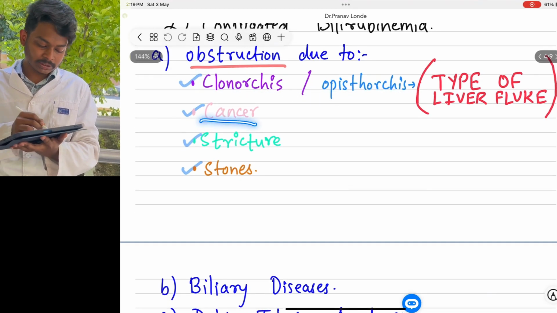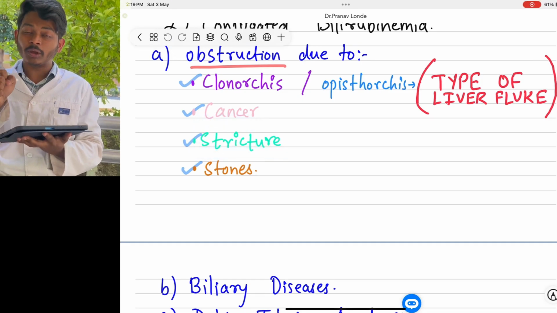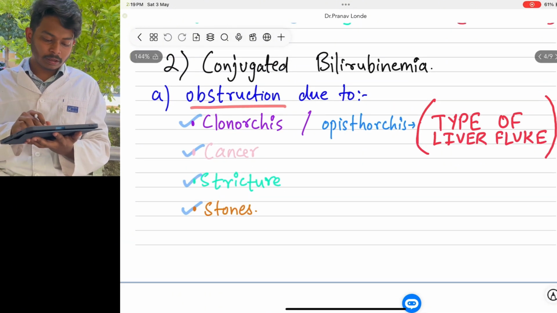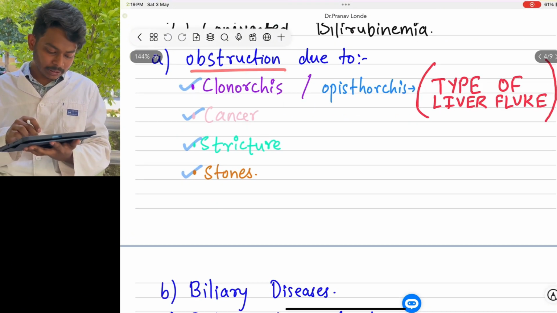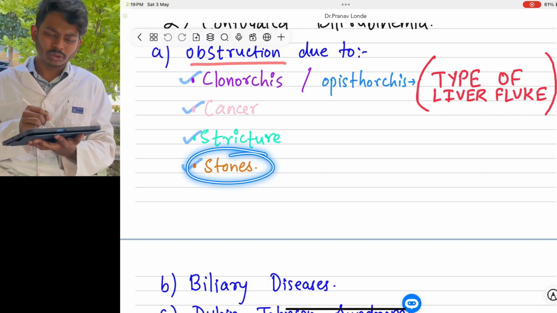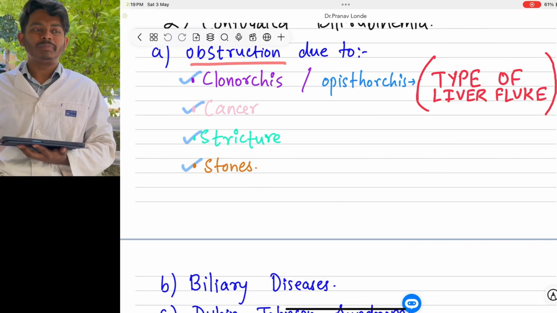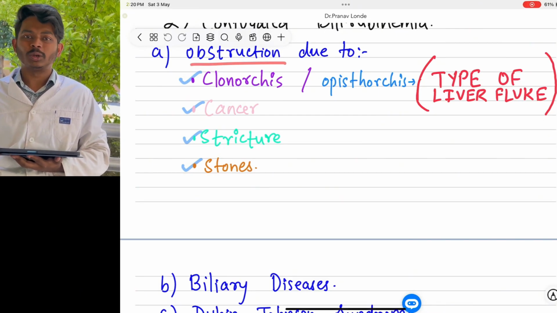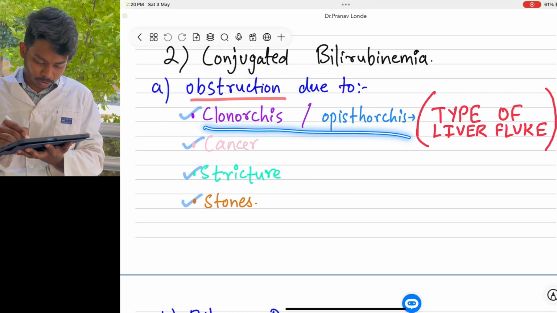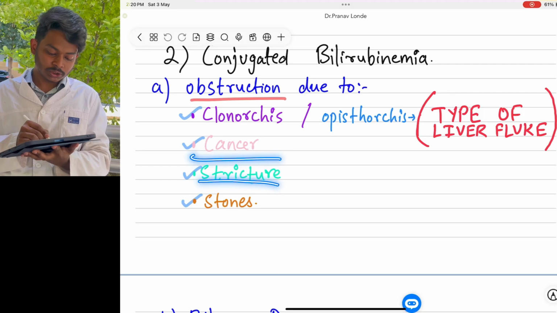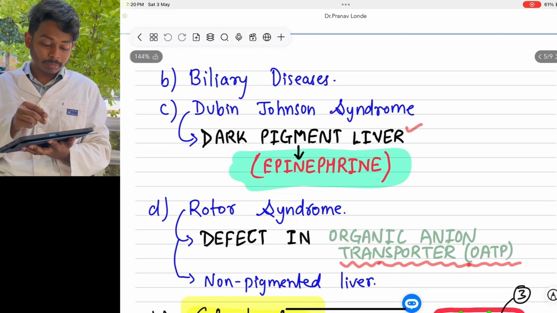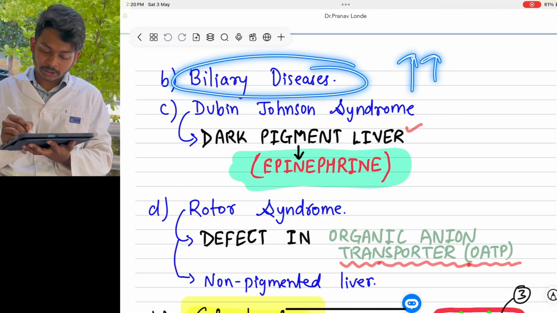Next is due to cancer. Strictures. Strictures means narrowing of the vessels, like there can be obstruction to the passage of bilirubin through the bile duct. So this can be due to strictures, that is narrowing or stenosis. And fourth is stones. It can be bile duct stones, etc. So first it can be due to obstruction, which is due to Clonorchis or Opisthorchis, cancer, stricture, and stones. Next, it can be due to biliary disease. Biliary disease can also lead to an increase in the bilirubin amount.